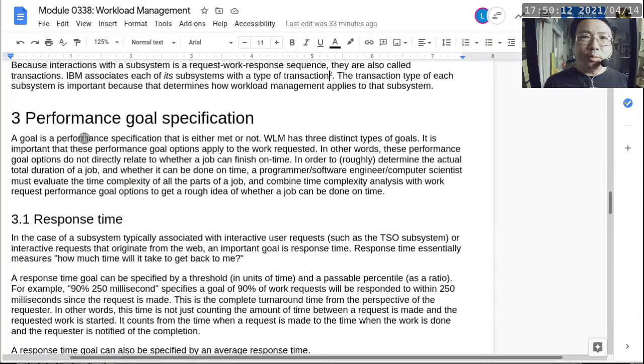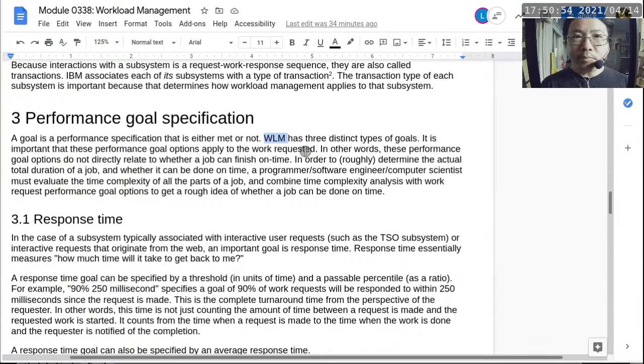So in this case, a performance goal is a specification that is either met or not. So it's a kind of Boolean or binary kind of thing. Okay, so either we meet a goal or we do not meet a goal. WLM, workload management, has three types of goals. Now, I would just make it two, but the IBM documentation considered the third one also a kind of goal, so I'm going to have to include it here as one of the types of goals. And by the time we get to that one, you'll understand why I call the third one, maybe we shouldn't call that a goal.